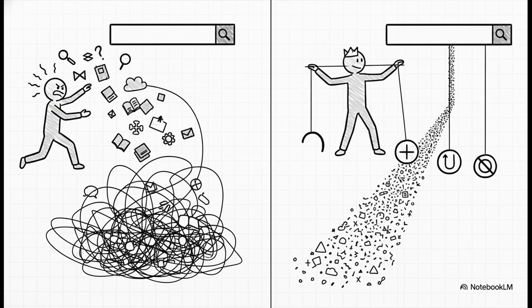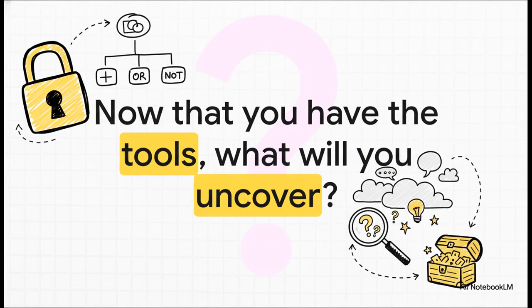And that's really the big change here. You're no longer just throwing words at a search bar and hoping for the best. By using these simple operators, you're giving the search engine precise, clear instructions. You are in complete control of your search. You know, this is about so much more than just finding things a little faster. It's about finding information you might have otherwise missed completely. You now have the keys to unlock a world of information with incredible precision. So the only real question left is, what will you uncover?